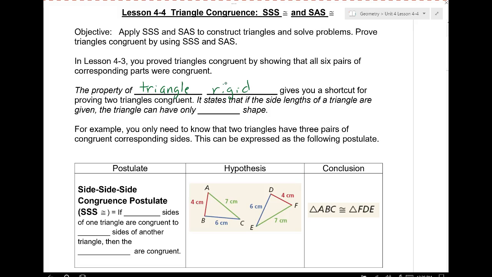Not too bad, right? So what's really cool about this, let's look at the next statement. It states that, because if I do this as a shortcut, if the side lengths of a triangle are given, the triangle can only have one shape. That means it's going to be the same shape, same size, right? That won't change. So that's the cool thing about that. So today we're going to have two postulates that we use to prove triangles congruent.